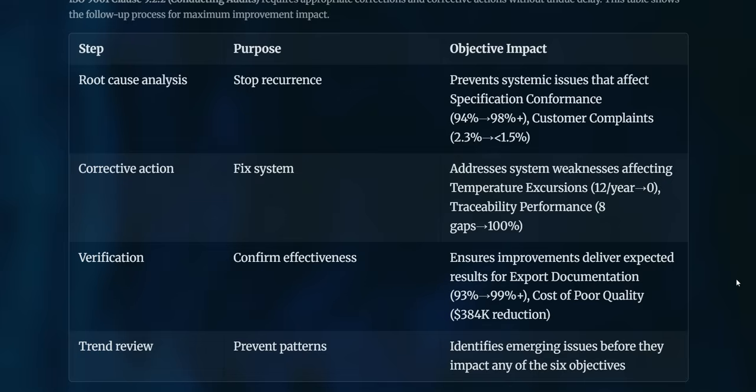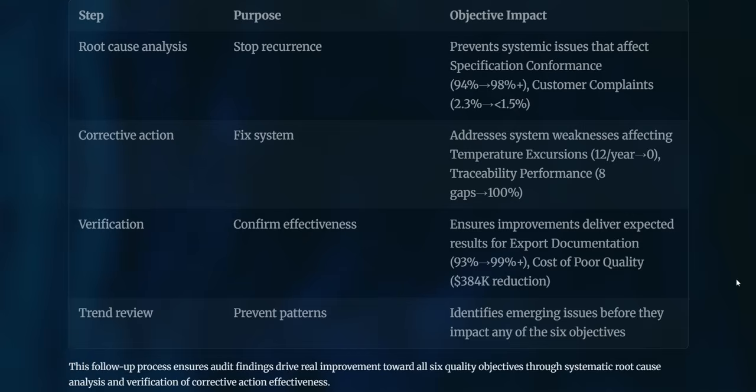The final step is trend reviews. The purpose of our trend reviews is to prevent patterns from spiking. The objective impact of trend reviews includes identification of emerging issues before they impact any of the objectives and applying effective corrective actions. This follow-up process ensures audit findings drive real improvement toward all quality objectives through systematic root cause analysis and verification of corrective action effectiveness.